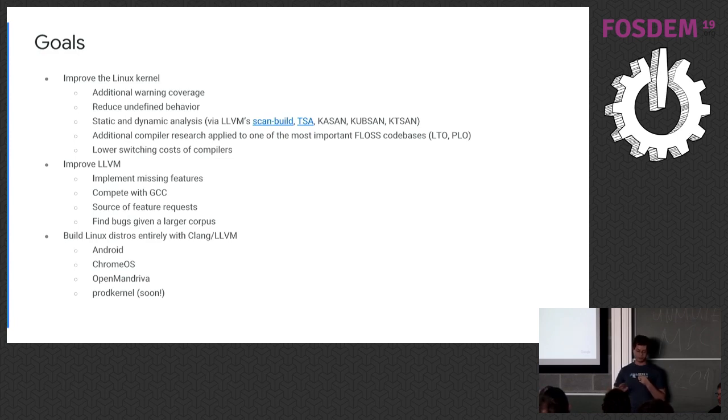A lot of issues, we're still working through a lot of them, but things like link time optimization, and even lately some research on post-link optimization that we're playing around with a little bit on our kernels. And ideally, we want to lower the switching cost between compilers, right?